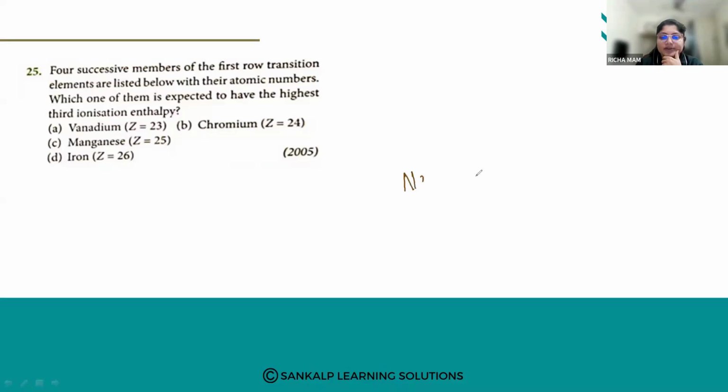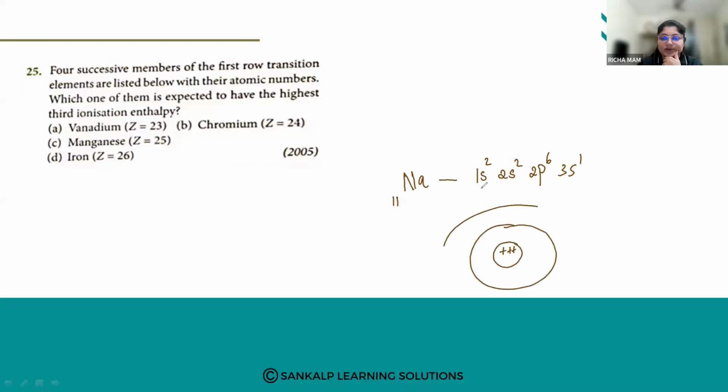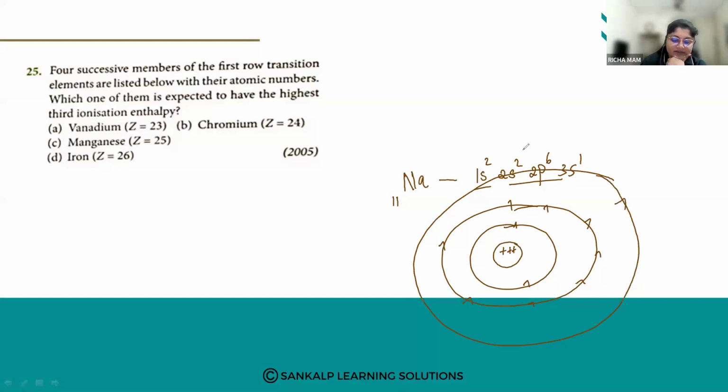Suppose we have sodium. When we write the electronic configuration, it is 1s2, 2s2, 2p6 and 3s1. In the center our nucleus is there, and around that are our electrons. So 2 electrons here, then the next 8 electrons, and in the last shell you have 1 electron. So the energy which is required, so what will happen? The nucleus, and there are 2 types of forces acting here, right?